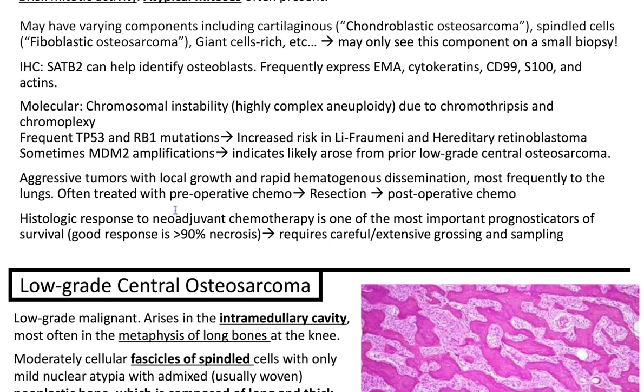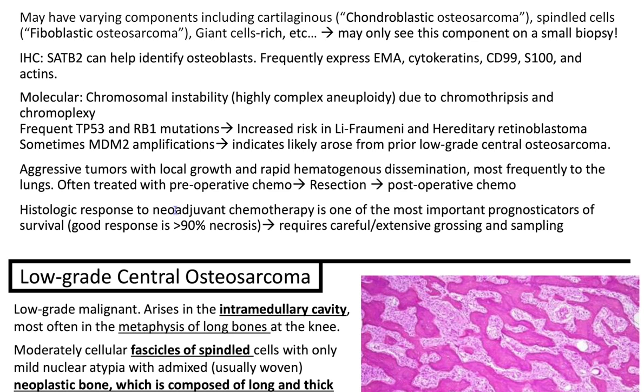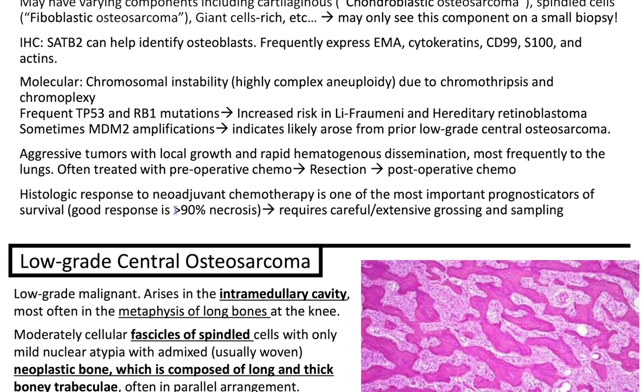so how do we treat these osteosarcomas? First, they're going to be diagnosed by biopsy and imaging. Then they'll be treated with neoadjuvant chemo. Then there'll be a resection followed by post-operative chemo. And one way to determine prognosis is your histologic response to neoadjuvant therapy. In that resection specimen, you want to sample carefully to see if the response is greater than 90% necrosis.